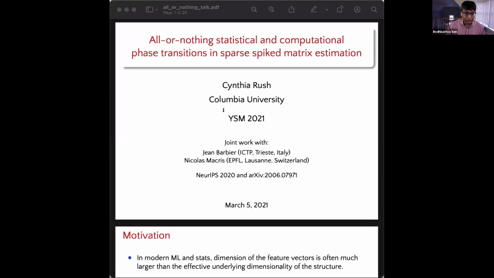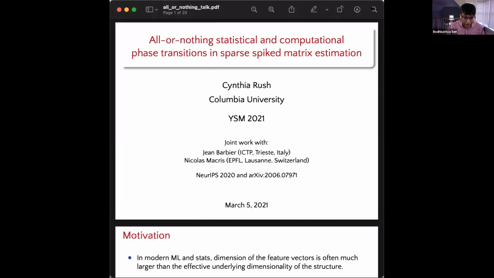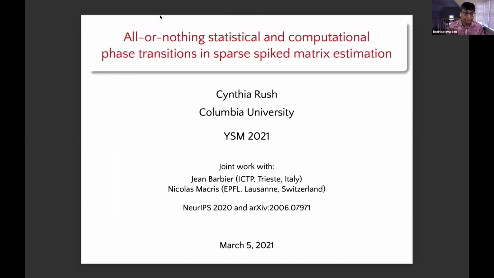So our next speaker is Cindy Rush. Cindy completed her PhD in 2016 from Yale and joined Columbia. Now, Cindy also has diverse interests in machine learning, statistical physics, information theory, and high dimensional inference. And today she's going to talk about all or nothing, sparse spiked matrix estimation and phase transitions. Thank you, Cindy. The floor is yours.